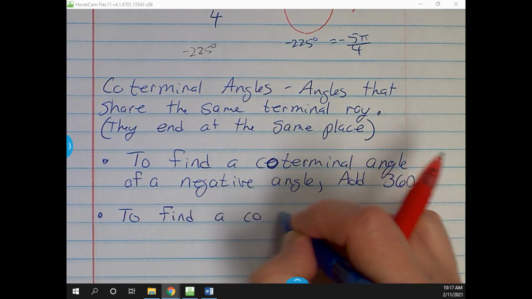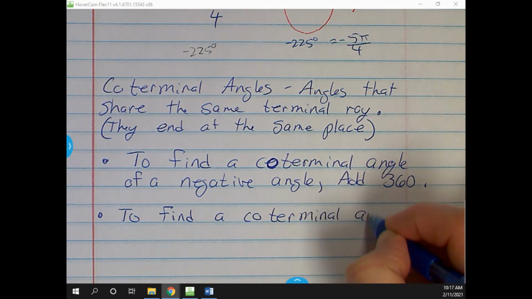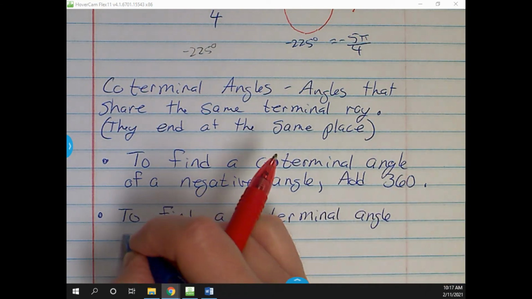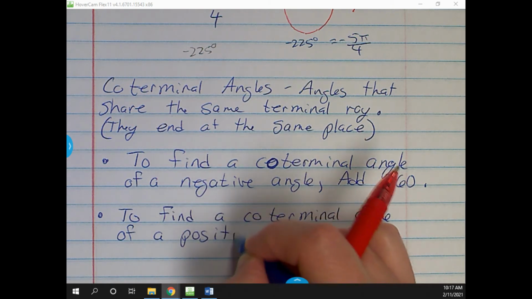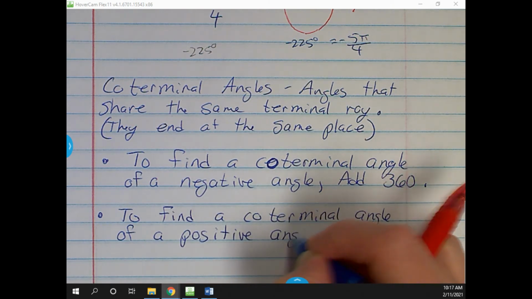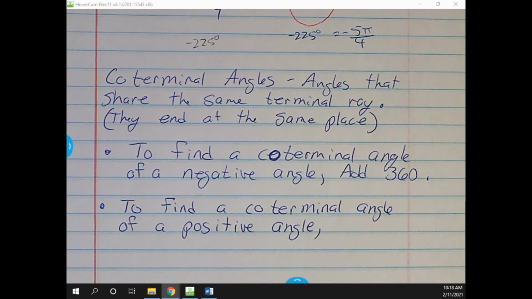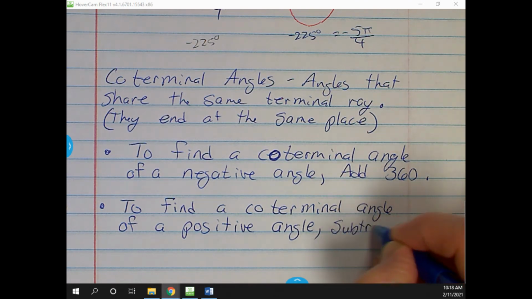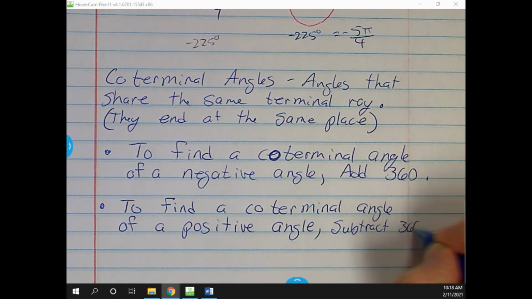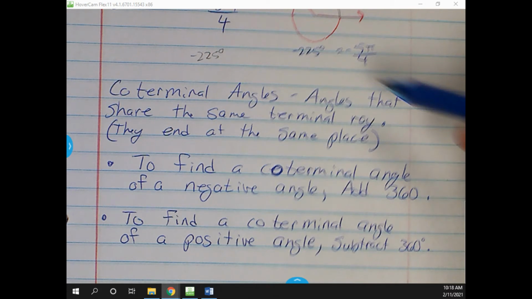And to find a coterminal angle of a positive angle, anybody want to take a wild guess? Yeah, just subtract 360. So if it's negative, you add 360. If it's positive, then you subtract 360. Okay, and again, that would basically get you what we had up here.